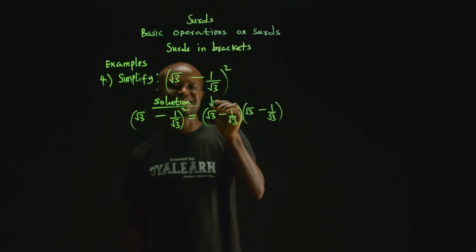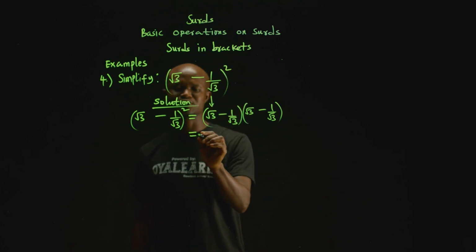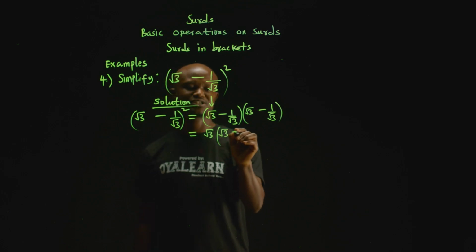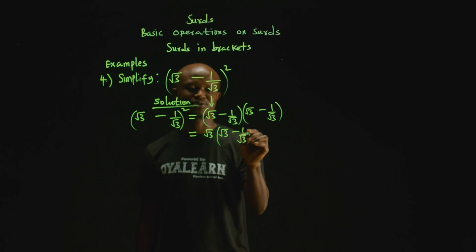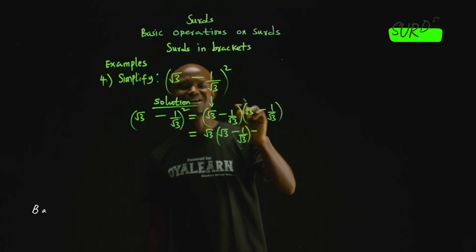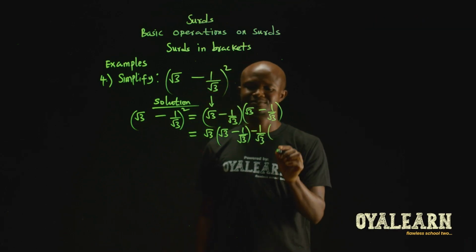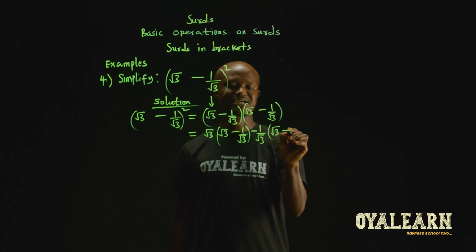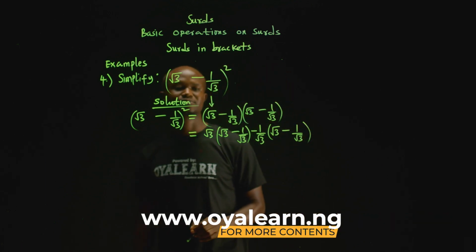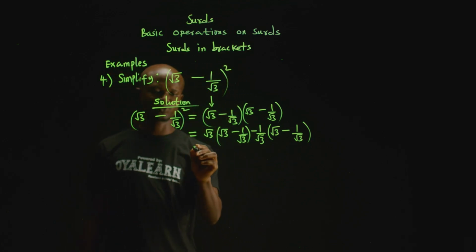Now we use the first term in the first binomial surd to multiply the second binomial surd. That's root 3 minus 1 divided by root 3. Minus, we use the second term, 1 divided by root 3, to multiply the whole of the second binomial surd. Now, expanding brackets, what are we going to have?